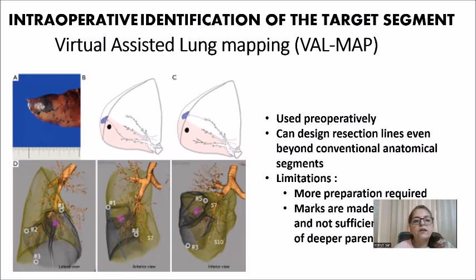But the limitation here is that we need more preparation. Another is that it can mark only the peripheral aspects. If we need to do some dissection in the deeper parenchyma, it does not stain the deeper parenchyma, and it may become difficult for the surgeon.